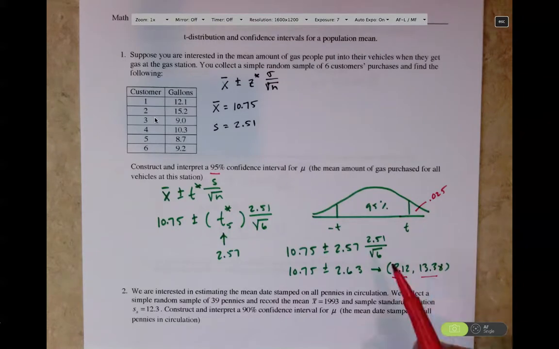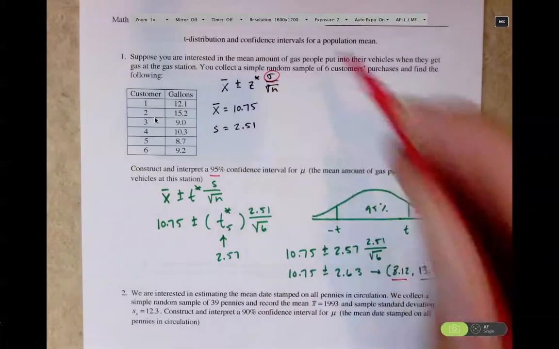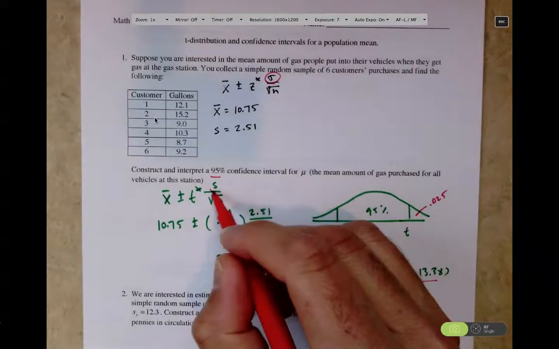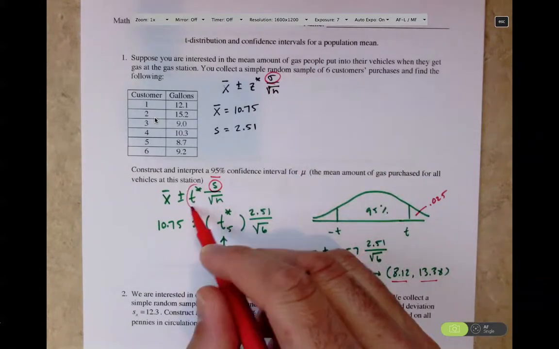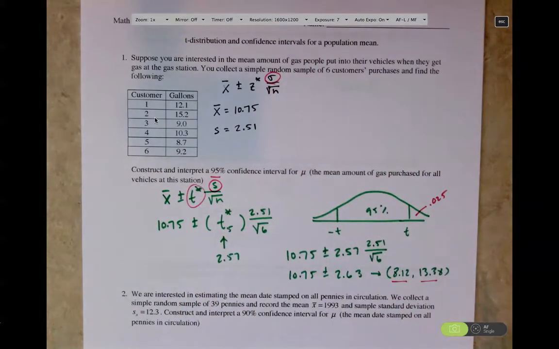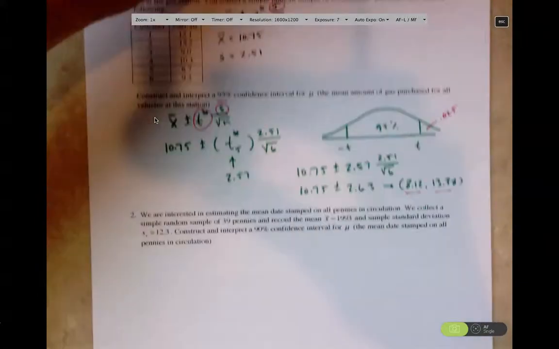Now it seems like we've done a lot of stuff here, but really all we've done is the fact that we don't know what sigma is. We put our best estimate in there, and if we estimate that, we're going to have to use a little bit different kind of distribution here. Those are the only two things that are different. Otherwise, everything is exactly the same. So let's try another one.